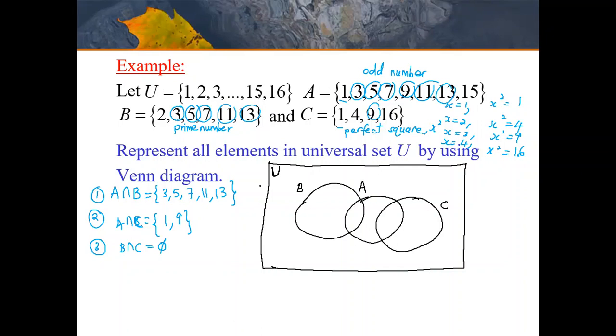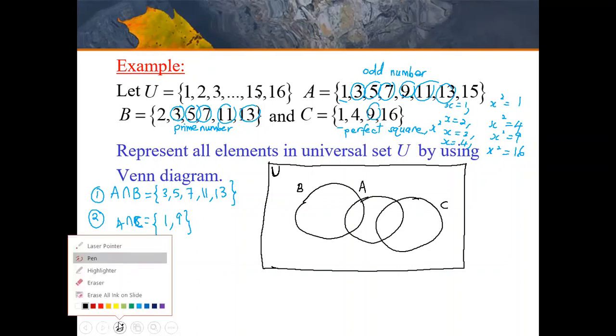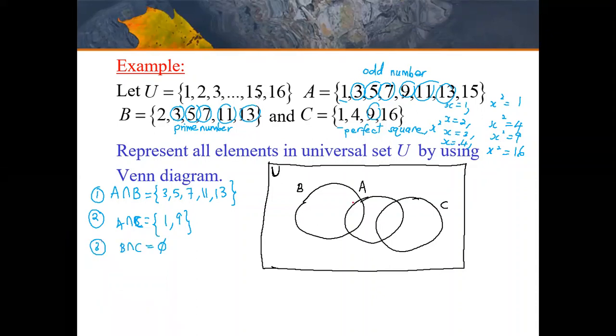Alright, so what's next? Next is you fill in the elements. What are the elements of A and B? Bear in mind, bila you tulis element, you mesti letak dot kat depan to represent the element. So A intersects B, you have 3, and then 5, and then 7, sorry, macam tak muat, 11 and 13.